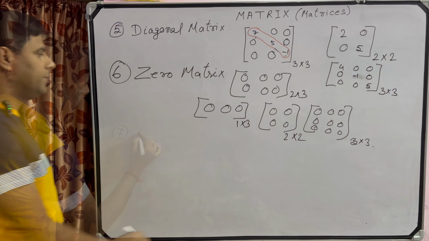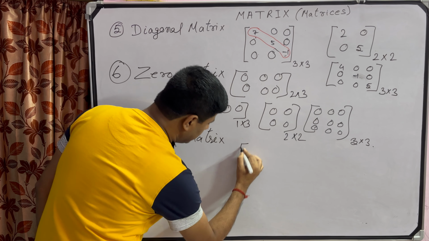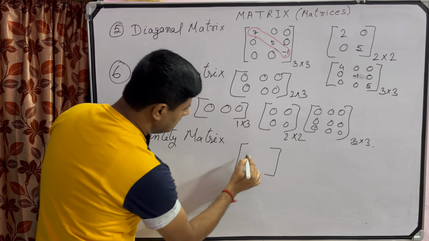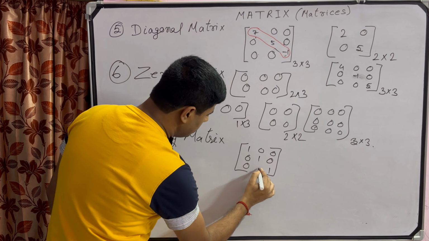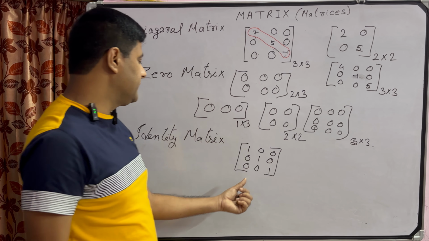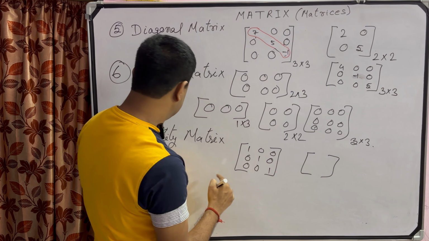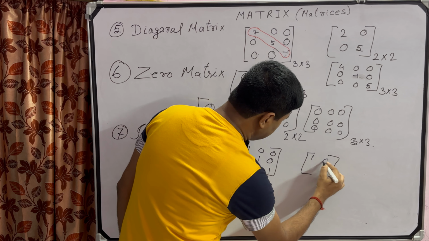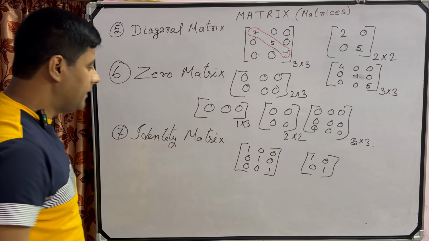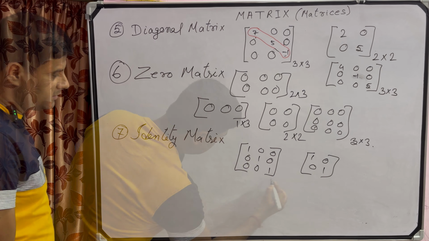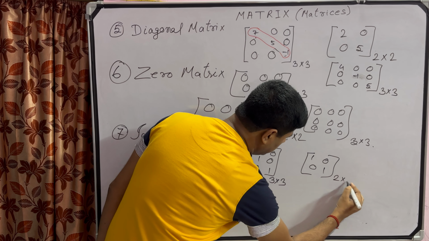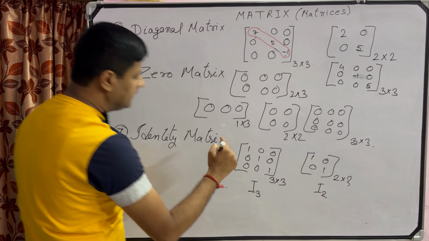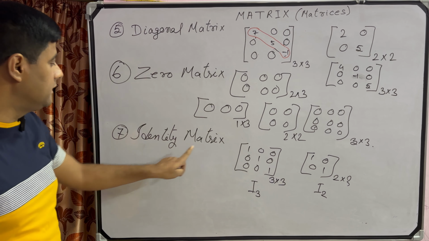Identity matrix. So what is the identity matrix? All the diagonal elements of the matrix must be 1, like 1, 1, 1, and the rest are all 0. It's necessary that all other elements must be 0 and the diagonal must be 1. Like the 2 cross 2 identity matrix is 1, 0, 0, 1. By the way, it is a type of square matrix. As it is 3 cross 3, we call it I3, and as it is 2 cross 2, we call it I2. This means I3 is the identity matrix of order 3 cross 3, and I2 is the identity matrix of order 2 cross 2.